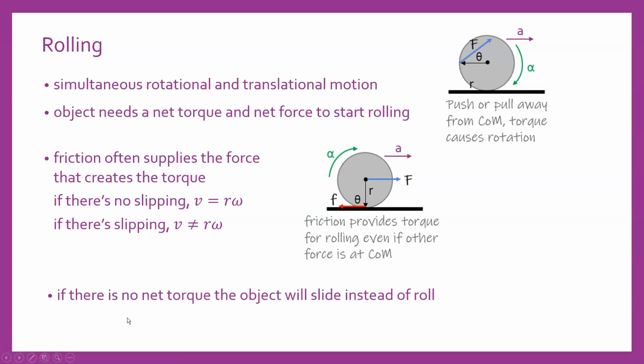And finally, if there is no net torque, the object will slide instead of roll. And here we have a case where a force is occurring at the axis of rotation. There's no lever. If there's no friction between the two surfaces, there is no other force, and we're going to see this ball slide across the surface instead of roll.